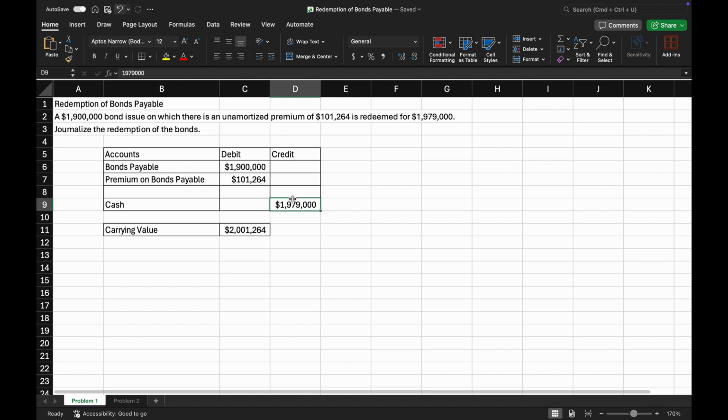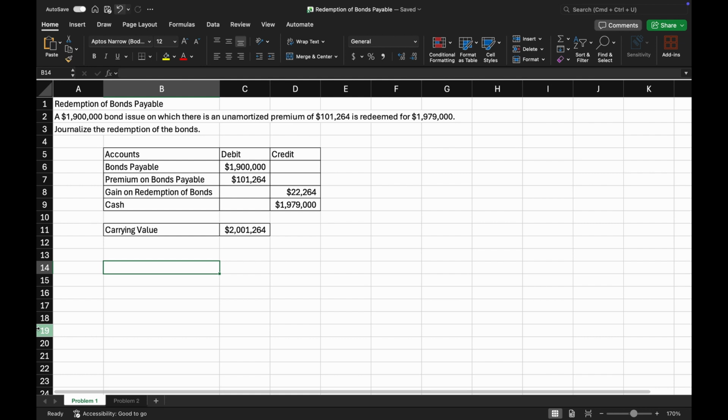For us, that'll be $2,001,264 minus $1,979,000, which comes out to a gain of $22,264 as the credit to the gain on redemption of bonds payable account. And there you go. You now know the basics of bond redemption.